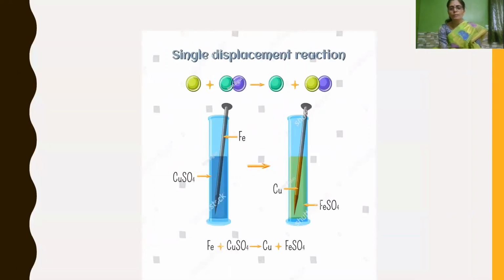Same here, copper sulfate and iron. If you put an iron nail in copper sulfate solution, copper sulfate is a compound. Iron is more reactive than copper, so it displaces copper from copper sulfate. In that case, you will get iron sulfate and copper. The bluish color of copper sulfate will turn into greenish color, and the copper will get deposited on the iron as a brown coating. So the color will change.